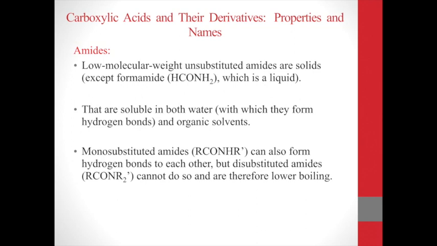Primary amides have lower molecular weights and are solids except for formamide, which is a liquid. So most are solids except for that one, which is a liquid. They are soluble in water and organic solvents. So they're soluble in water because of that hydrogen bonding. Secondary amides can also form hydrogen bonds, but tertiary amides cannot because there is no hydrogen on a tertiary amide.